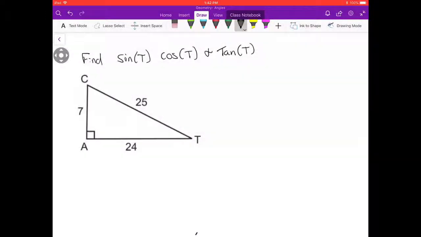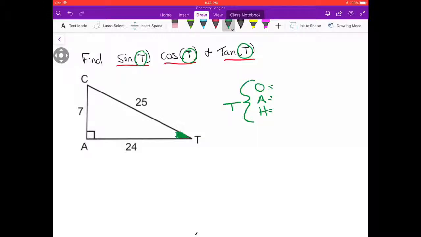Our last example is going to put everything together that we talked about in this entire video. So it's asking us to find out what the sine of t is, the cosine of t, and the tangent of t. Now notice that all three of these are dealing with angle t. So we're going to start by looking down here at angle t. And like I said, what I like to do is make a brace map based on angle t, what my opposite, my adjacent, and my hypotenuse is.